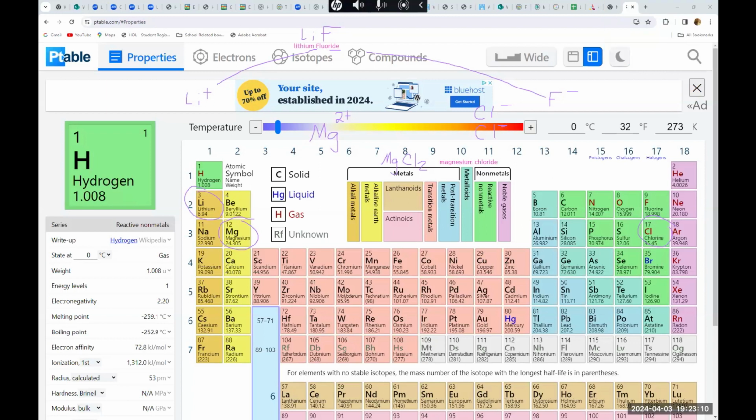Now, we only use the Greek prefixes for the covalent compounds. That's right. We only use the prefixes for covalent compounds. Yep.